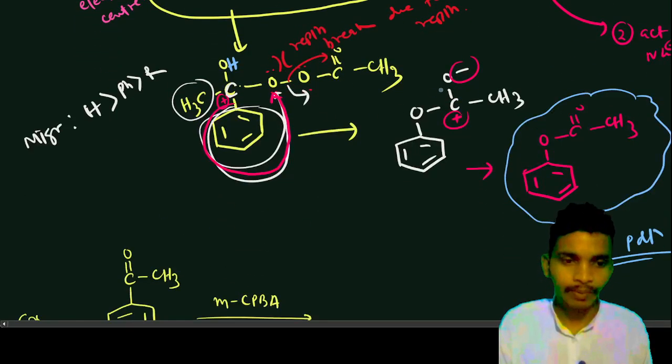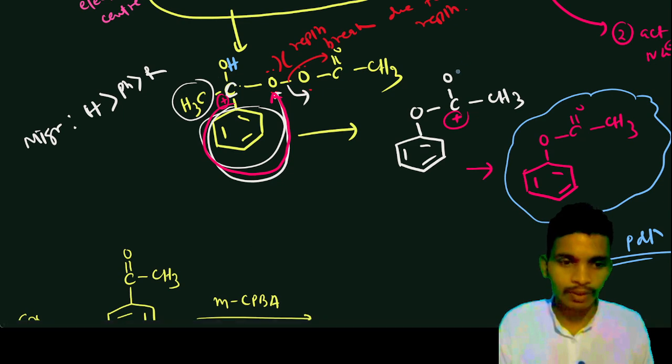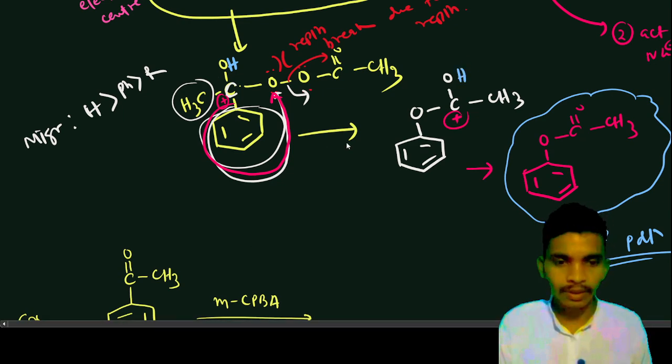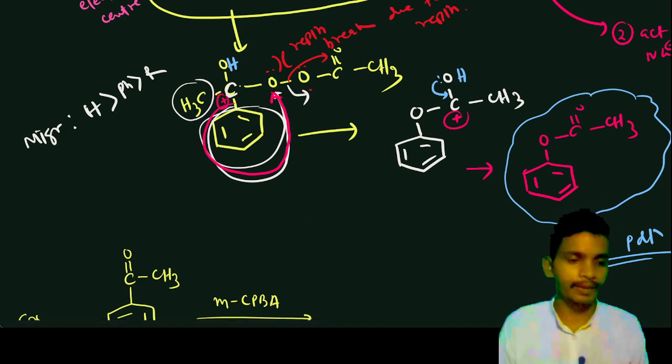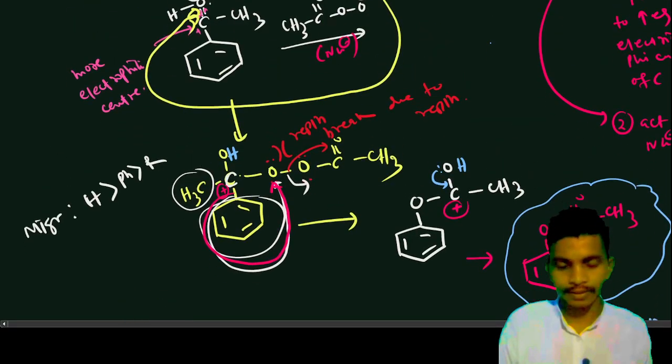And now what will happen is that here OH is there, so this gets the positive charge. So now what will happen? These lone pair electrons will be given to this, so then we will also get this. Okay, so this way also we get the product. This is the mechanism of this reaction.